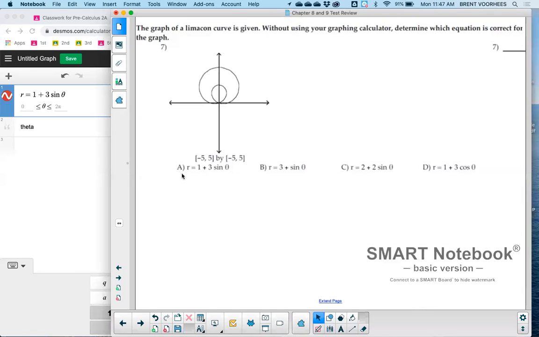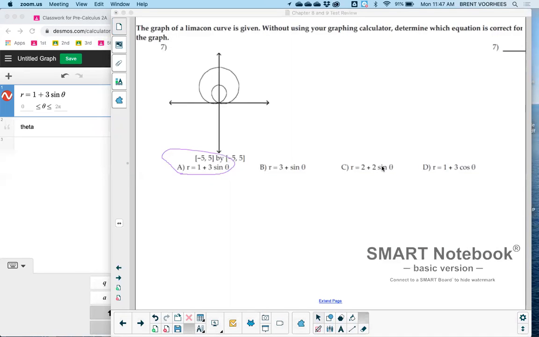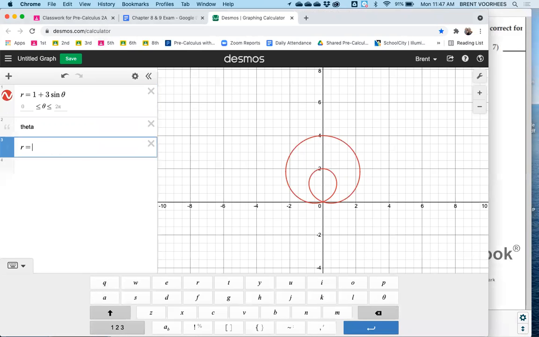Actually, you don't have to assume that is the answer. You could move on, but I'll just show you if you typed in the other ones that they won't match up. So for example, D is very similar, except they have a cosine there. So if I want to see this one, I'll just try this graph real quick. R equals 1 plus 3 cosine theta. Oh, I forgot the 3. You can see these graphs are similar.